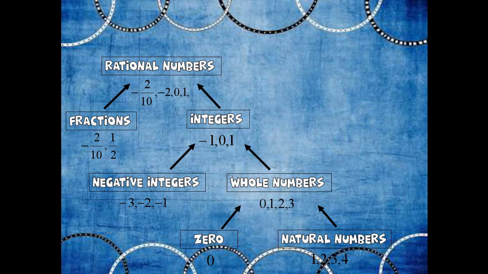So I will read the definition of rational numbers. The root word of rational is ratio, so all rational numbers can be written as ratios. This set of numbers includes all integers, whole numbers, and natural numbers, as well as numbers that can be written as a fraction of two integers or a terminating or repeating decimal.